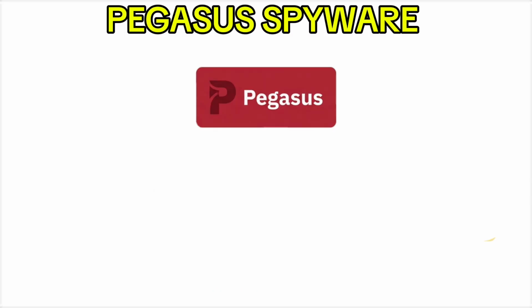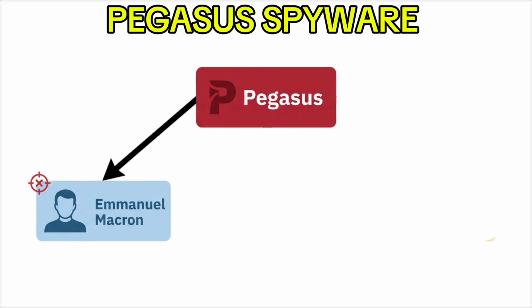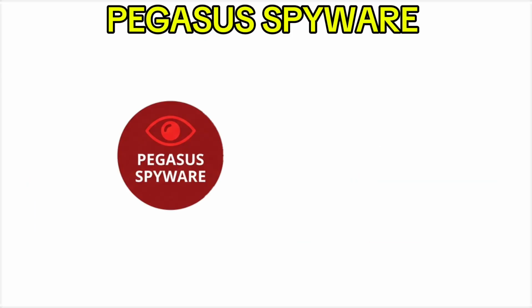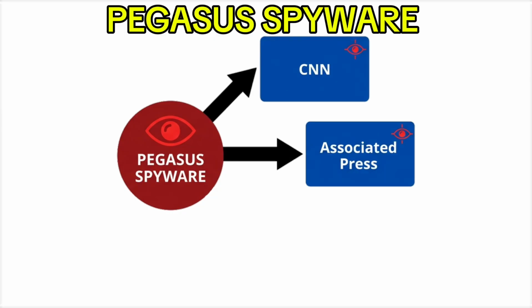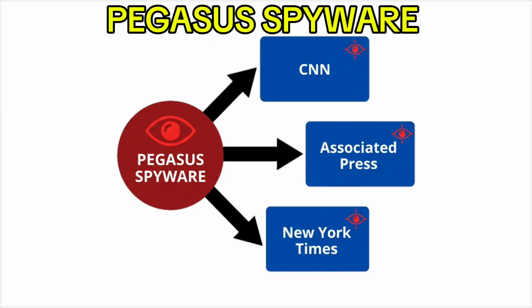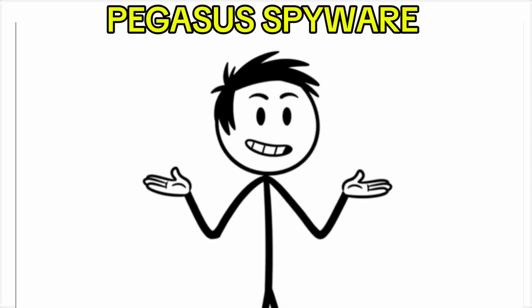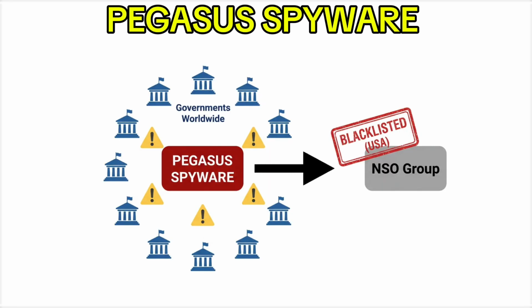The list included French President Emmanuel Macron, Pakistani Prime Minister Imran Khan, and Indian politicians. It also included journalists working for major news organizations like CNN, the Associated Press, and the New York Times. Amazon founder Jeff Bezos had his phone hacked using a similar method years earlier. This case shook governments around the world and led to NSO Group being blacklisted by the United States government.